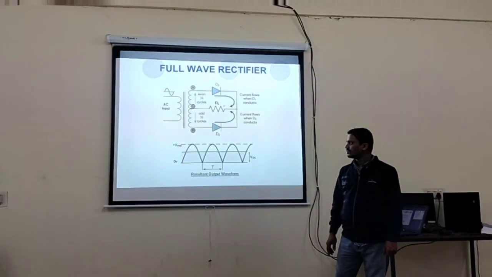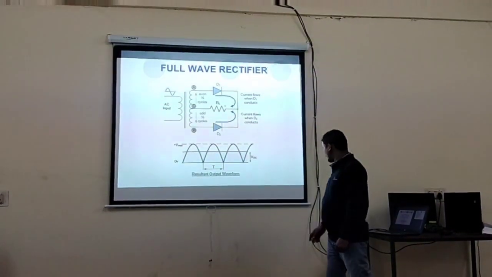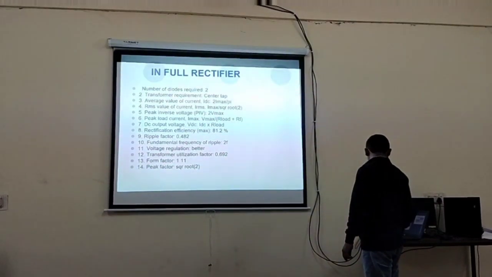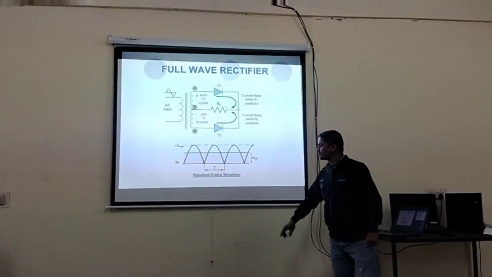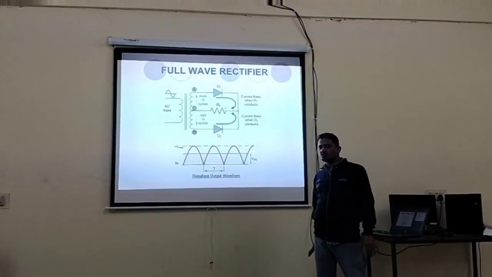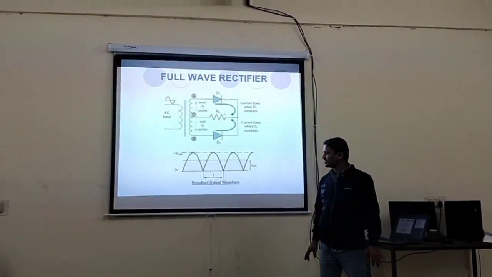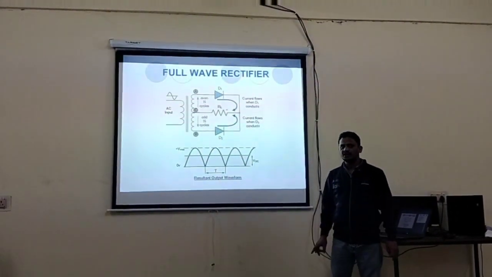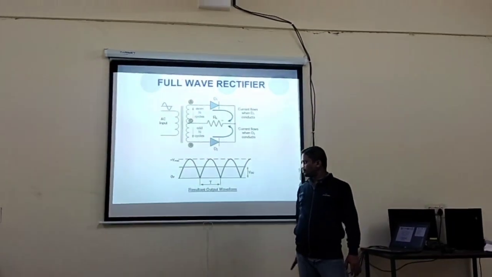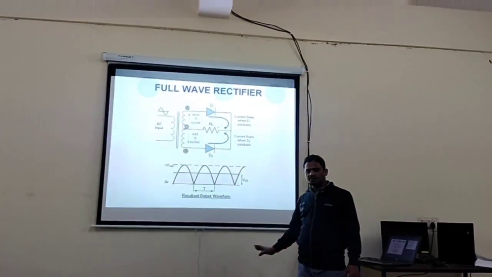That means the output waveform is like this. This figure is the result and output waveform. That means the maximum voltage is Vmax. In the first positive half cycle, the output voltage is plus Vmax during the positive half cycle.